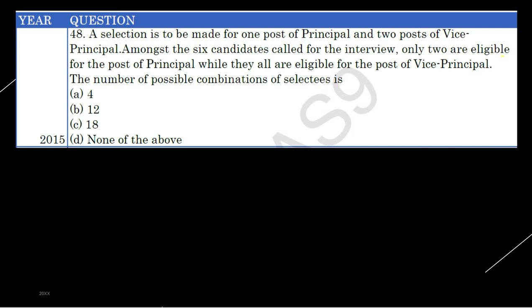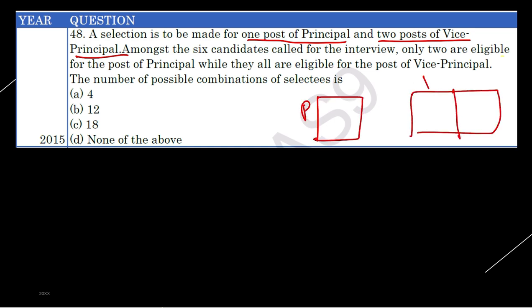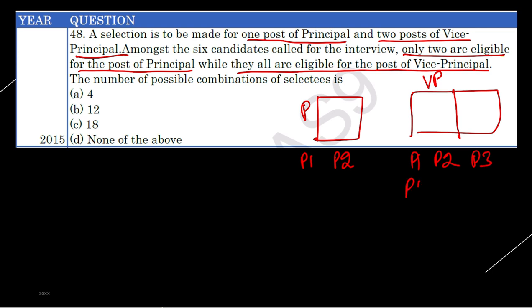Now the first question is, a selection is to be made for one post of principal and two posts of vice principal. So there is one post of principal and two posts for vice principal, and there are a total of 6 people who have come for the interview. Among those people, only 2 are eligible for the post of principal. Suppose there are 6 people, only P1 and P2 are eligible for the post of principal, but they are all eligible for the post of vice principal. For the post of vice principal, who all are eligible? P3, P4, P5 and P6. I hope this is clear.